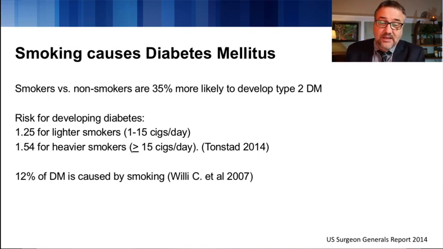And this is actually related to the amount that people are smoking. We have about a 25% increased risk for light smokers, and that's people who smoke 1 to 15 cigarettes a day, and about a 50% increase for heavier smokers, people who are smoking over 15 cigarettes a day. That was a study by Tonstad, who we've worked with some. Overall, about 12% of diabetes is now considered to be actually caused by smoking.